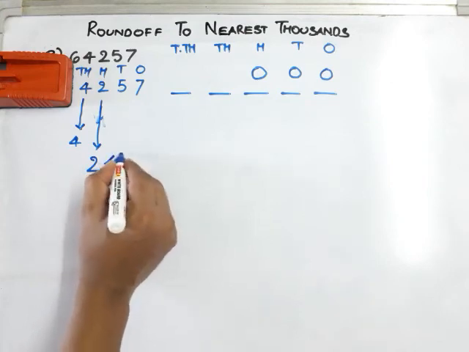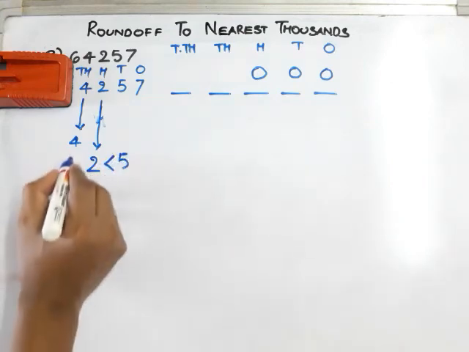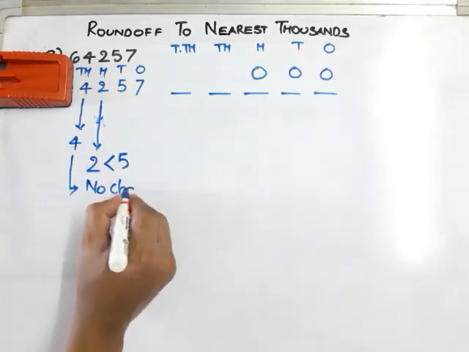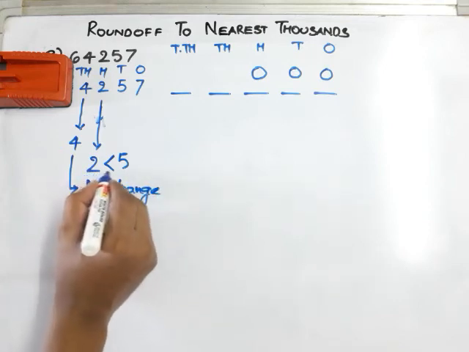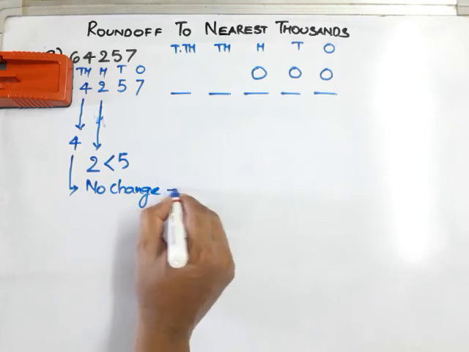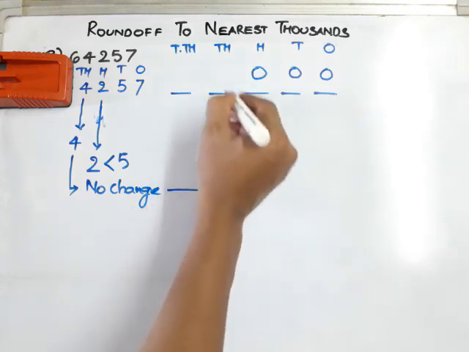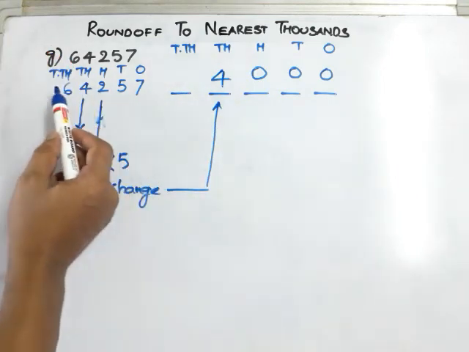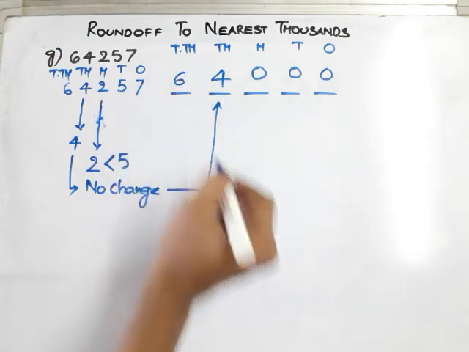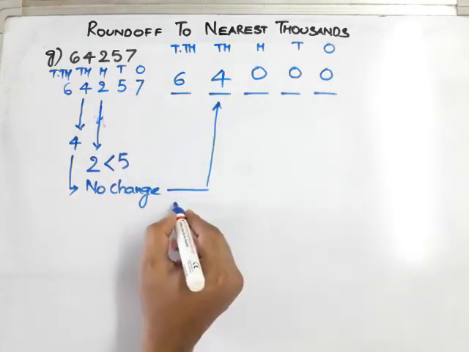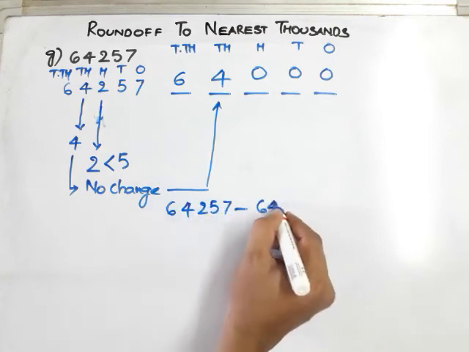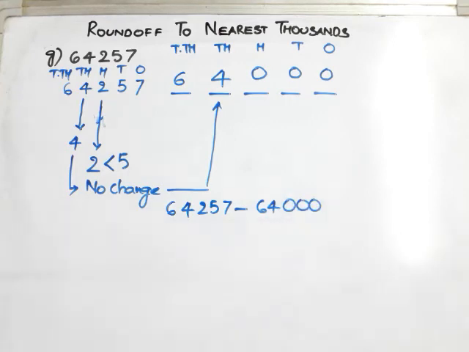Clearly 2 is less than 5. If it is less than 5, what will happen to this 4? No change, because the digit in hundreds place is less than 5. No change means the 4 will come as it is to thousands place. Then what we have to do with the 10,000s place? We have 6 in 10,000. So the same should be copied here. Therefore, the rounded off value of 64,257 is 64,000. Okay. Let us move to the next one.